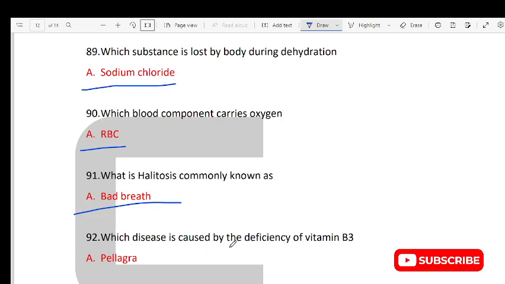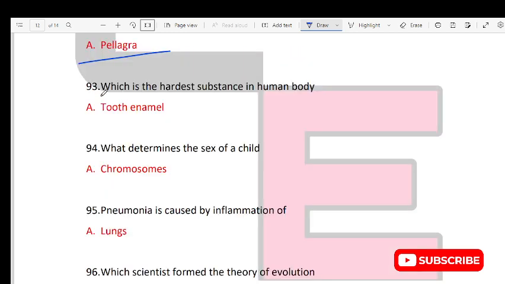And question number 92. Which disease is caused by the deficiency of vitamin B3? Answer: pellagra. Question number 93. Which is the hardest substance in human body? Answer: tooth enamel. Question number 94. What determines the sex of a child? Answer: chromosomes.